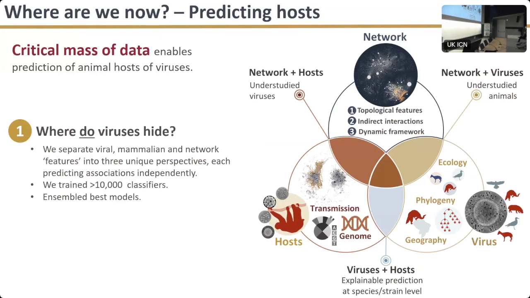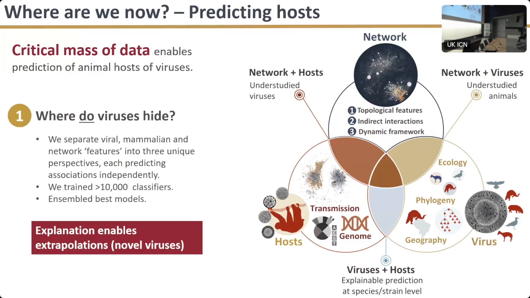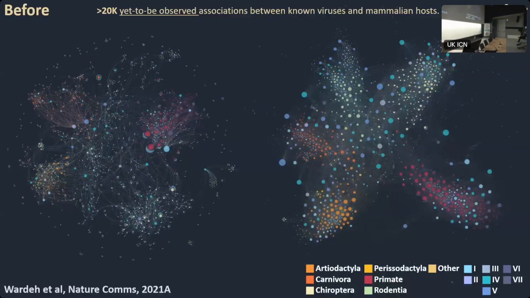And the reason why we wanted to do this approach is twofold. One is to enhance predictive performance, and the other is to enable explanation of our predictions. So if you see here, on the left is the host, the mammalian host and their viruses, and on the right is the network after our prediction. So we found that at least 20,000 virus-host associations could potentially exist in nature, but we haven't found them yet because we didn't look for them.